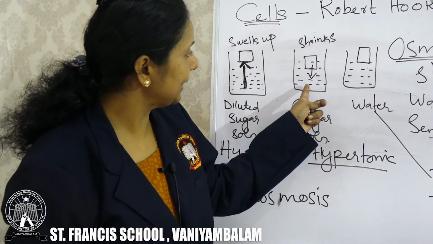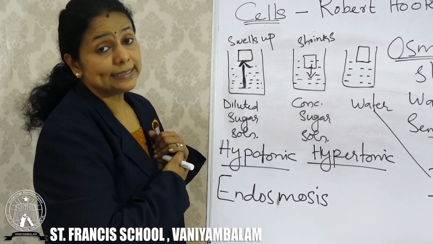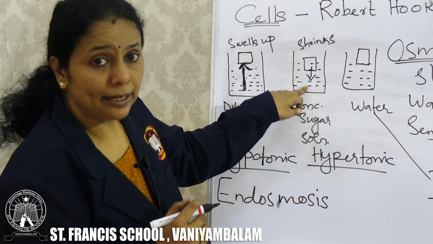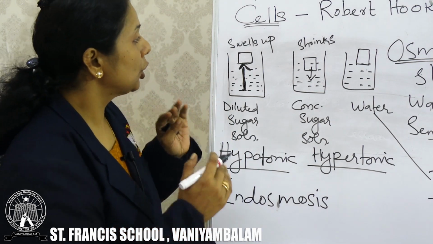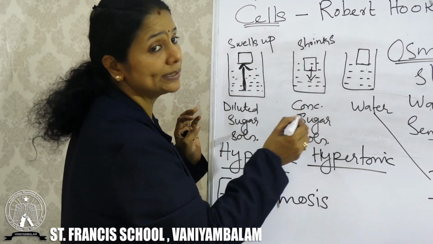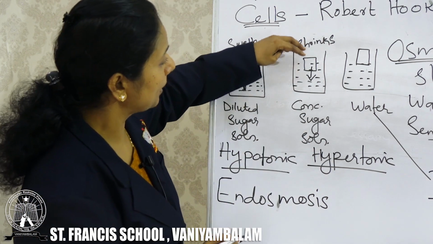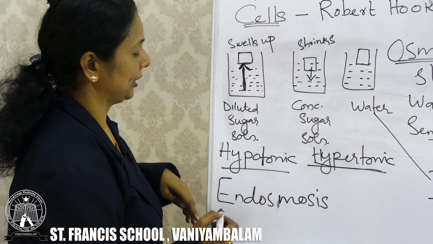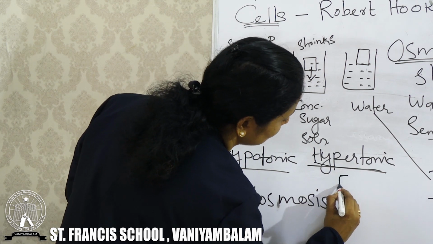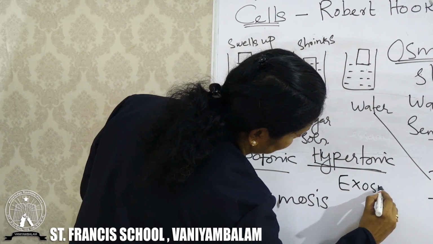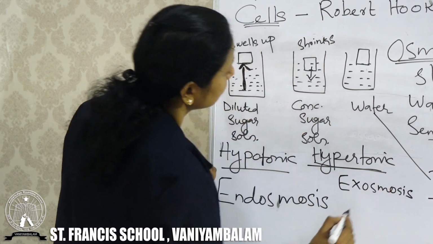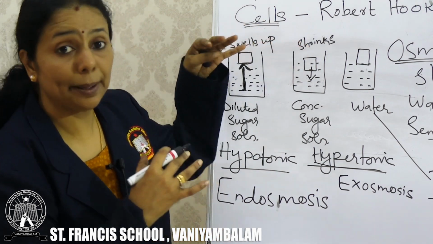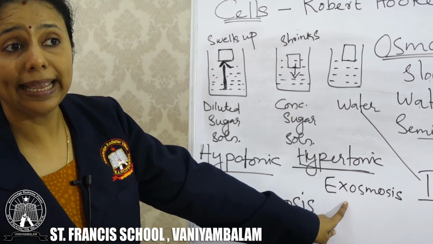Now look at the second solution, where water content is lower. Inside the cell more water is there. Here in the medium water concentration is low. So what happens? The cell loses water. From the cell water comes into the solution. Such a solution is called hypertonic solution. And this process is called exosmosis. That is, water going out of the cell. From the cell water is coming out, and that process is called exosmosis.